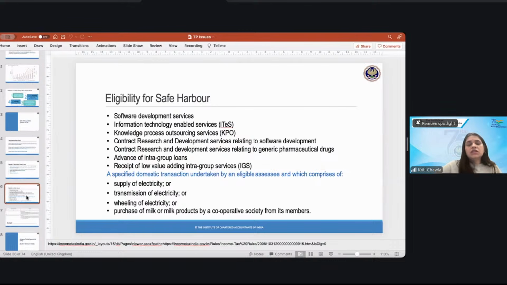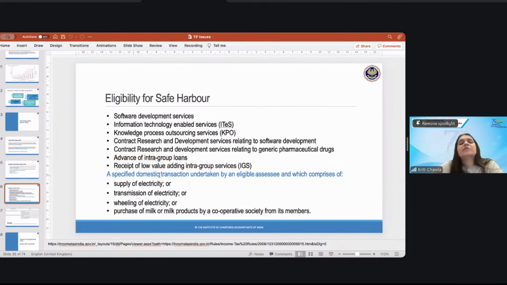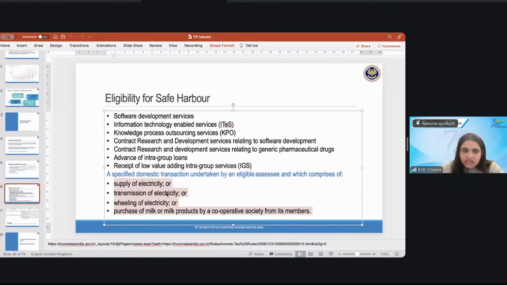These are some of the eligible transactions for safe harbor services. So there is software development services, which I think I just mentioned, KPOs, BPOs, and then there is low value adding intragroup services, intragroup loans, etc. There are even specified domestic transactions, even for those which are undertaken by eligible assessee. These are very, very specific transactions on which safe harbor is actually applicable.